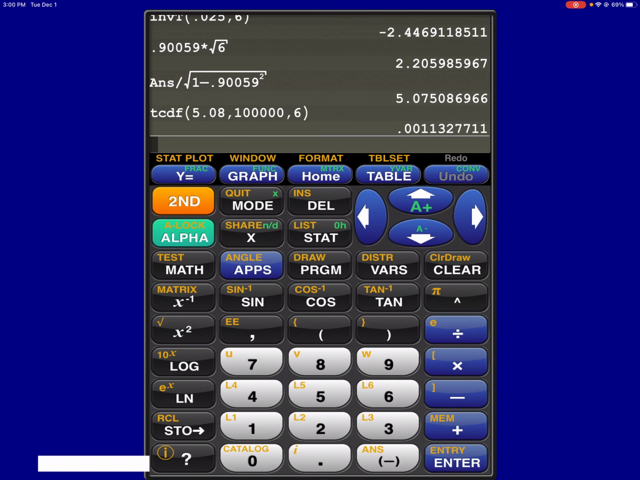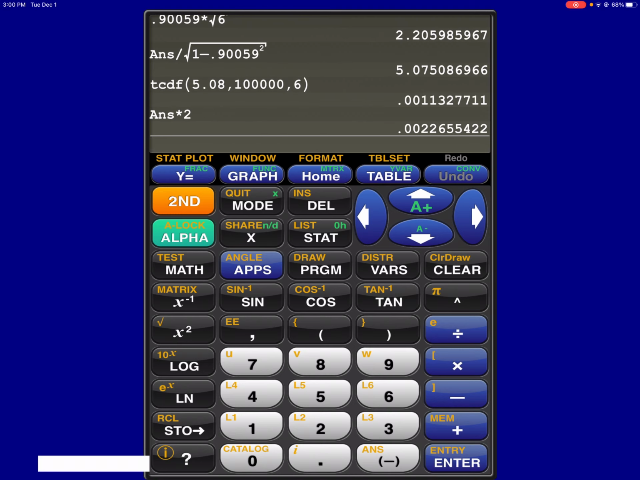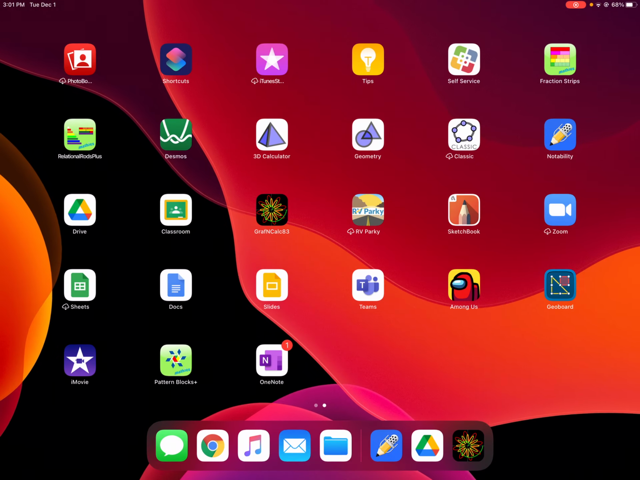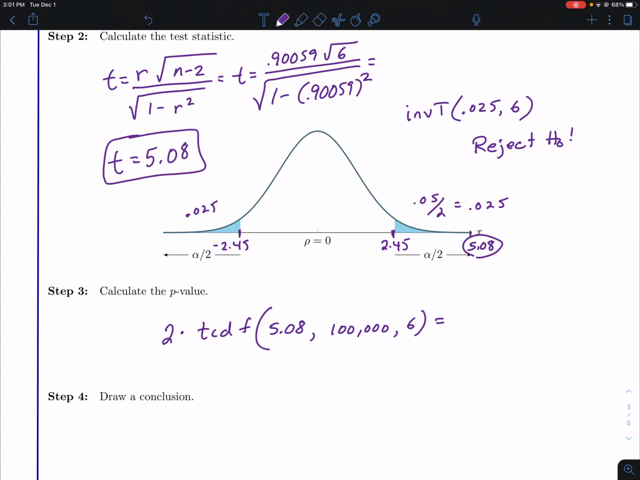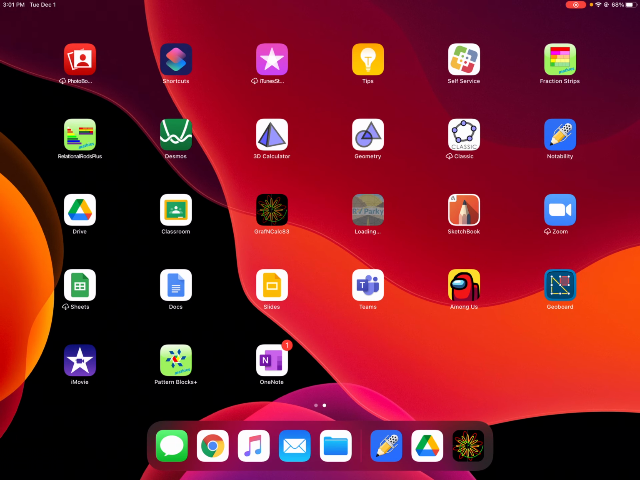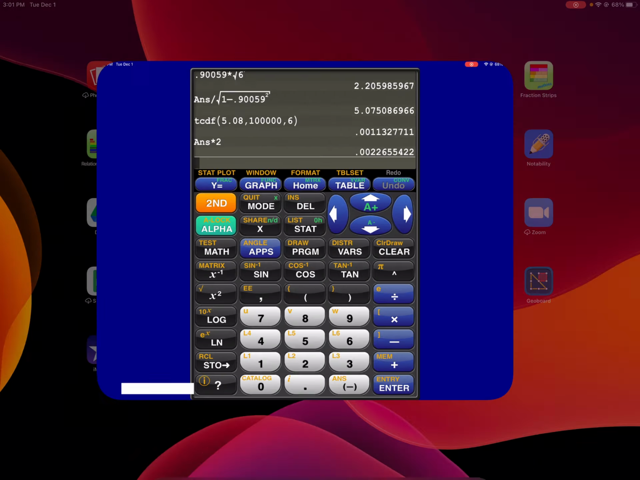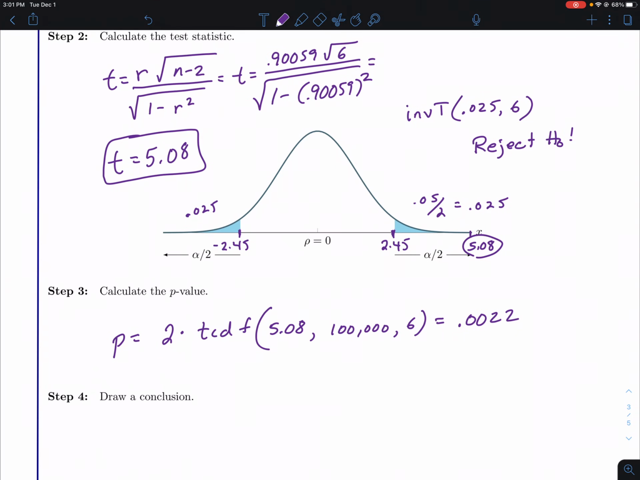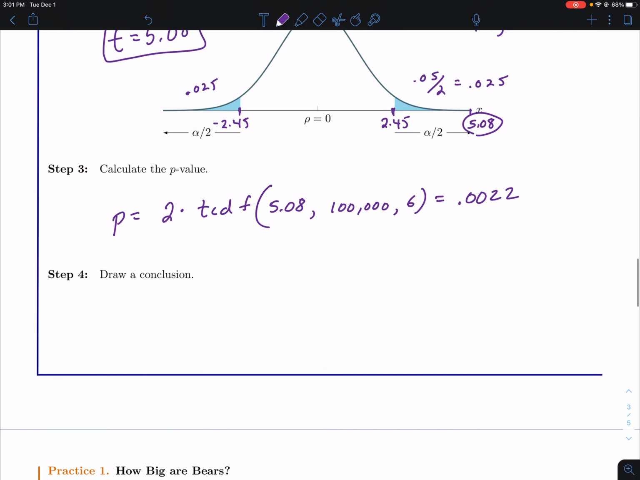Even without multiplying it by 2, we're already less than 0.05, but let's go ahead and really make it look good here. Times 2, so 0.00022 is our p-value. I think I got the right number of zeros. Yep, that's good. All right, so now let's draw our conclusion.